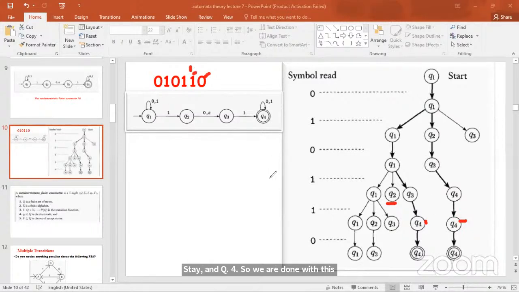The next one is to read a 0. Now, you read a 0. At Q1, it takes you to Q1. At Q2, it takes you to Q3. At Q3, it dies. At Q4, it takes you to Q4. So at the end of the splitting and breaking, only these were able to arrive at the accepting state. From the diagram, you can see Q4 is the accepting state, right?